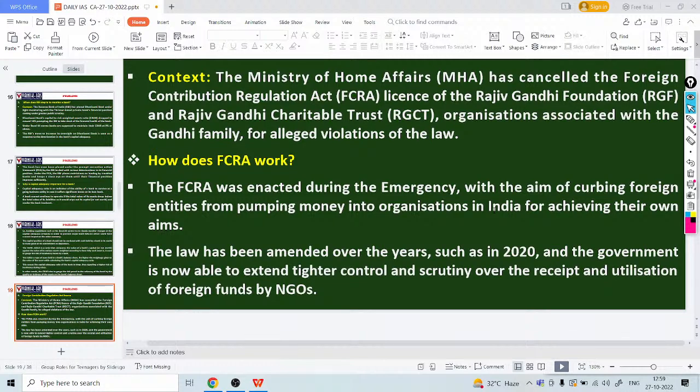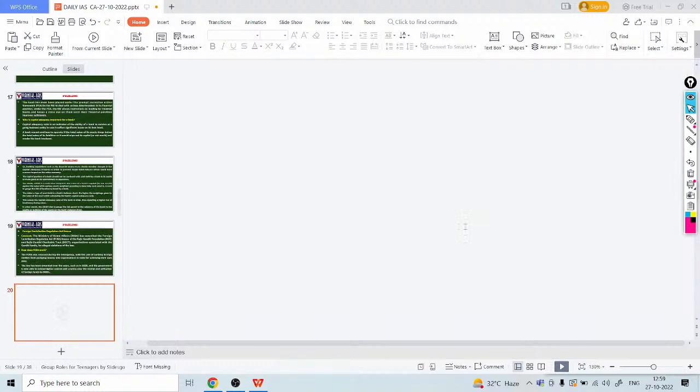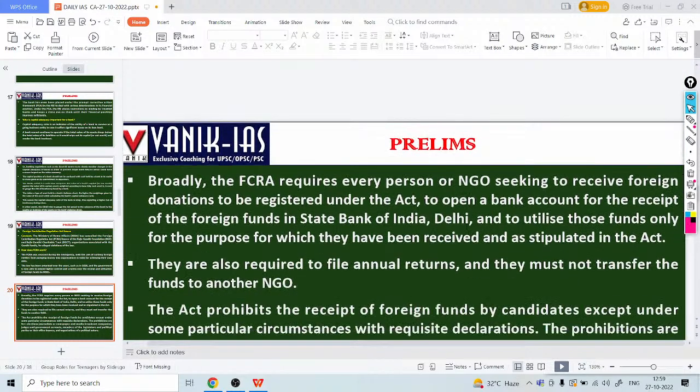NGOs in India are able to access foreign funds. They get this under the Foreign Contribution Regulation Act. Okay, NGOs receive it and some NGOs misuse it.